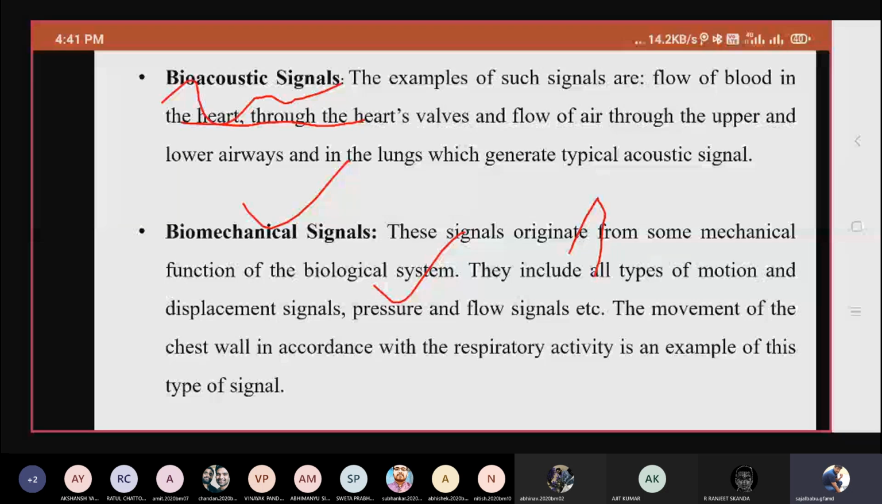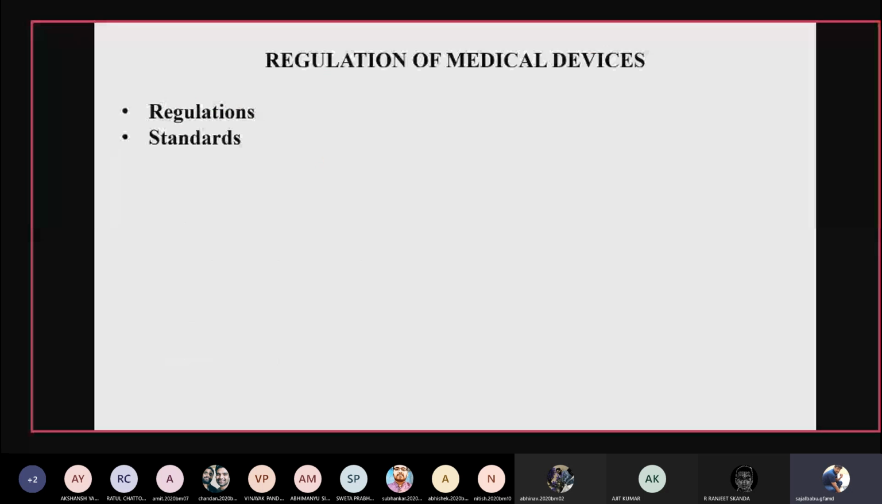So what we have studied till now: the first thing that we have learned is what are the constraints that you are going to have whenever you design a biomedical instrumentation system, and then what are the sources of signals, and then let us move into the regulations. I will give you the standards. You have to just go through the standards. There is nothing to explain in the regulations and standards of biomedical. Okay, so let us move into the other important topic.